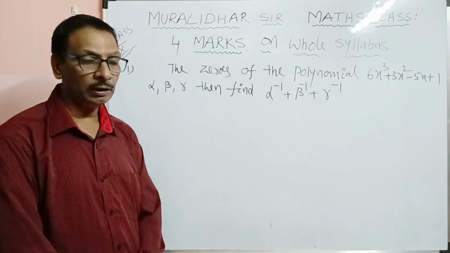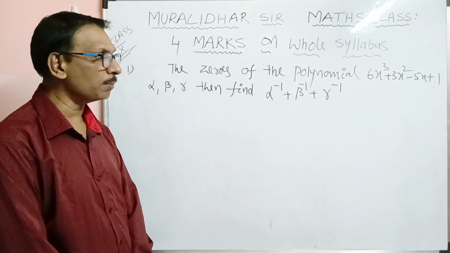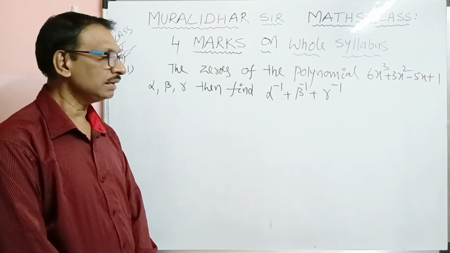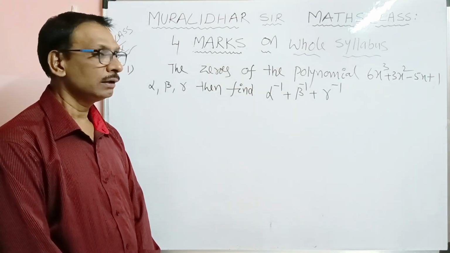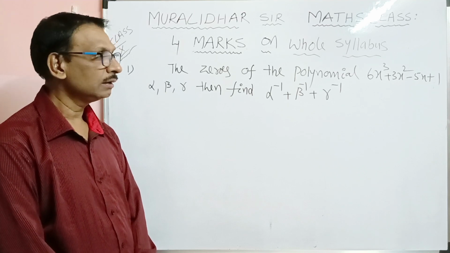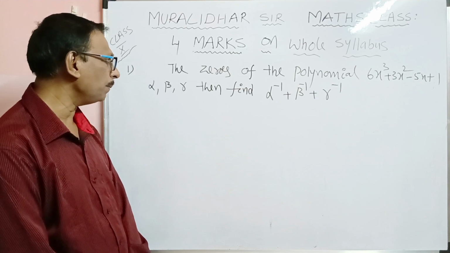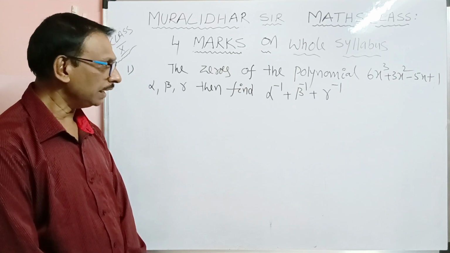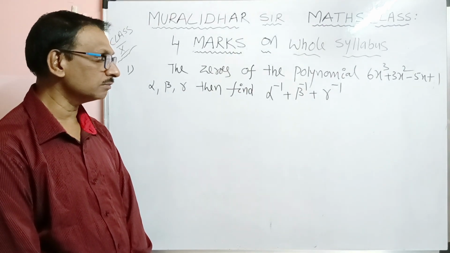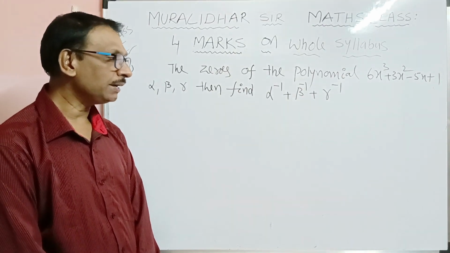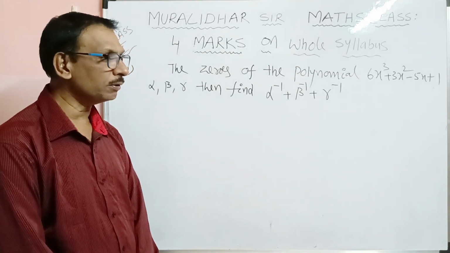The first problem: the zeros of the polynomial 6x cube plus 3x square minus 5x plus 1 are alpha, beta, gamma. Then find alpha to the power of minus 1 plus beta to the power of minus 1 plus gamma to the power of minus 1.